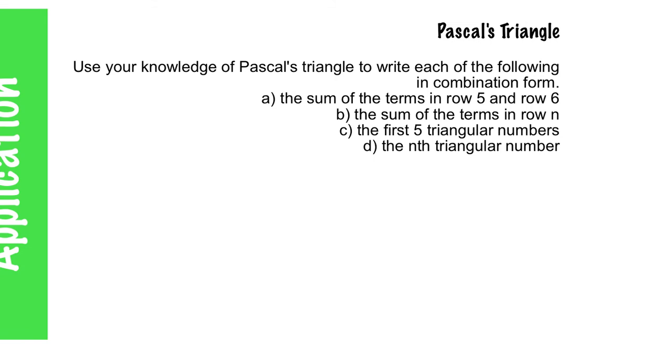And now let's use our knowledge of Pascal's triangle to write each of the following in combination form. So the sum of the terms in row 5 and 6, well, row 5, the sum of those is 2 to the 5th, which is 32. So that's row 5. And row 6 would be 2 to the 6, which is 64.